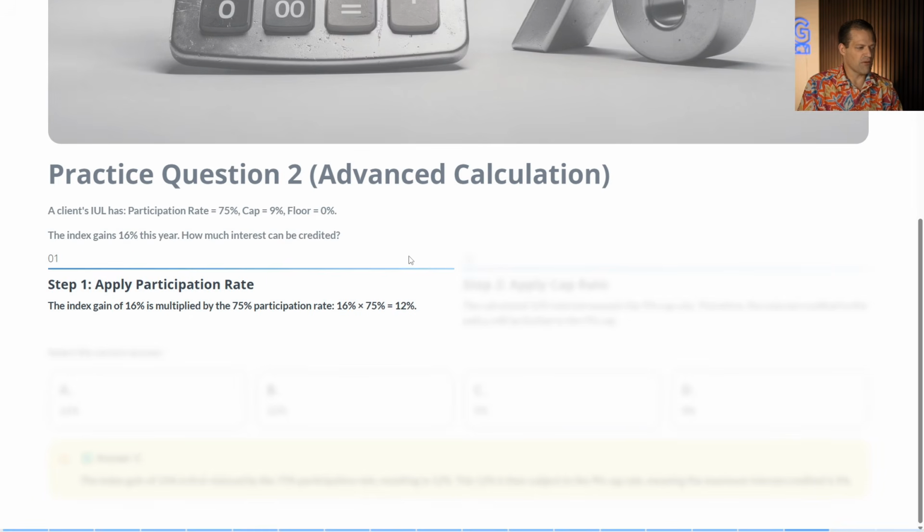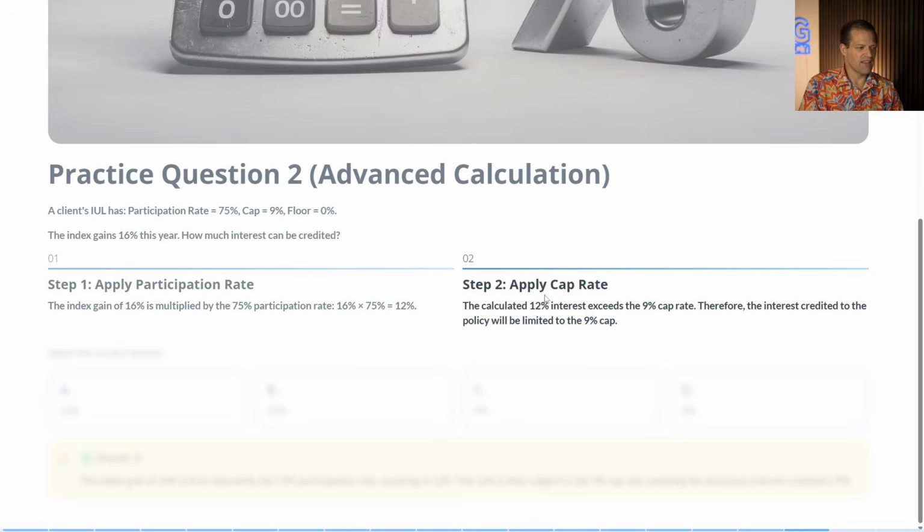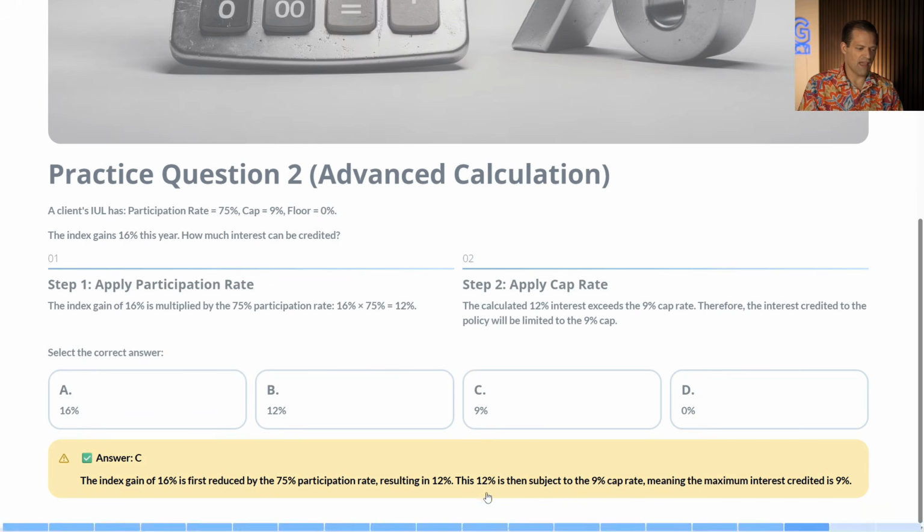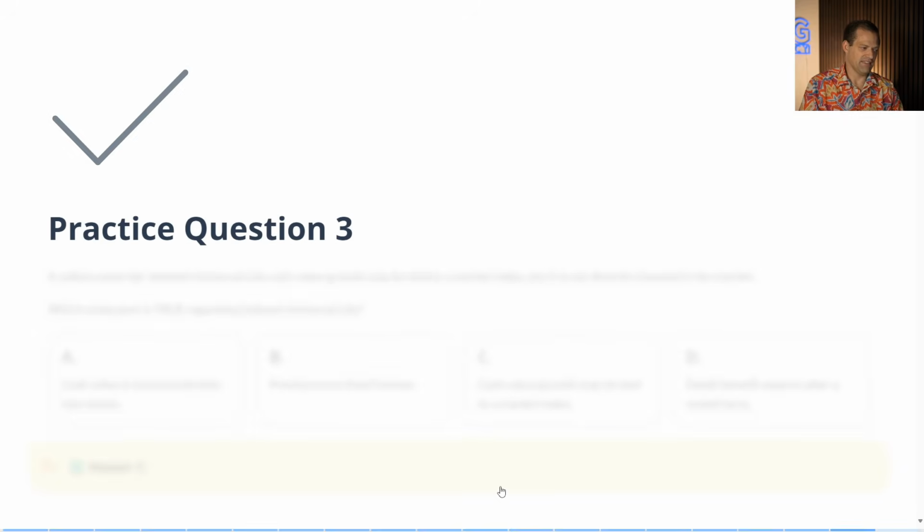So first of all, you have to apply the participation rate. The index gain of 16% is multiplied by the 75% participation rate. So that's 12%. Okay. Then apply the cap rate. The calculated interest rate exceeds the 9% cap. Therefore, the interest credited to the policy will be limited to the 9% cap. So select the right answer. The right answer is C. Again, the cap is still the cap, and even with all the extra math, all you get is the cap.